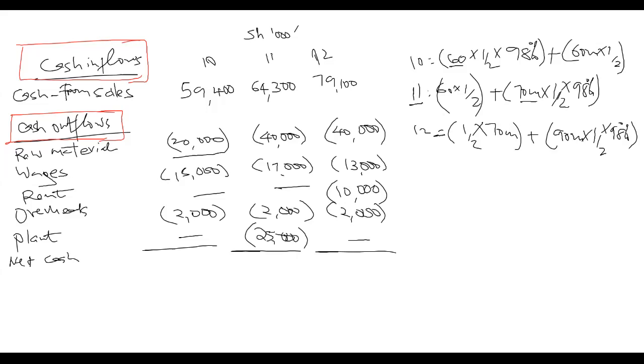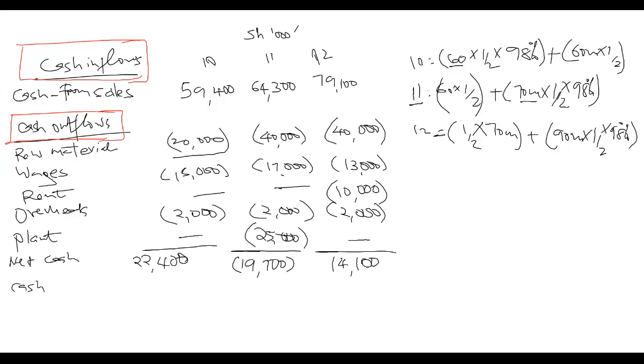So what do you get? Month of October, net cash is 22,400,000. November, a loss of 19,700,000. Okay. Month of December, 14,100,000. Confirm those figures. Yes, they are correct.